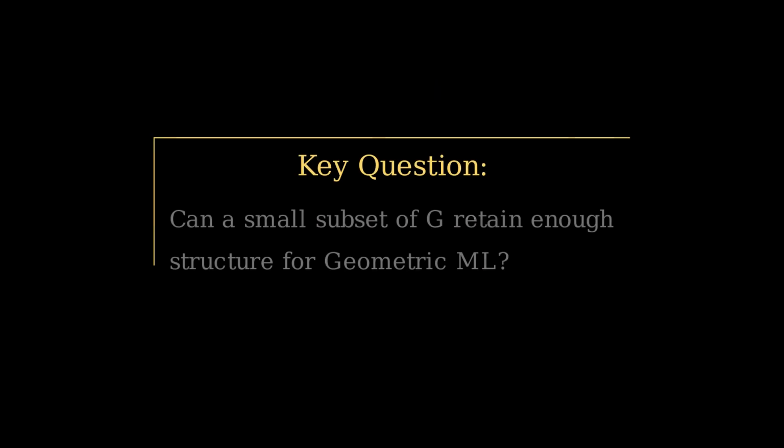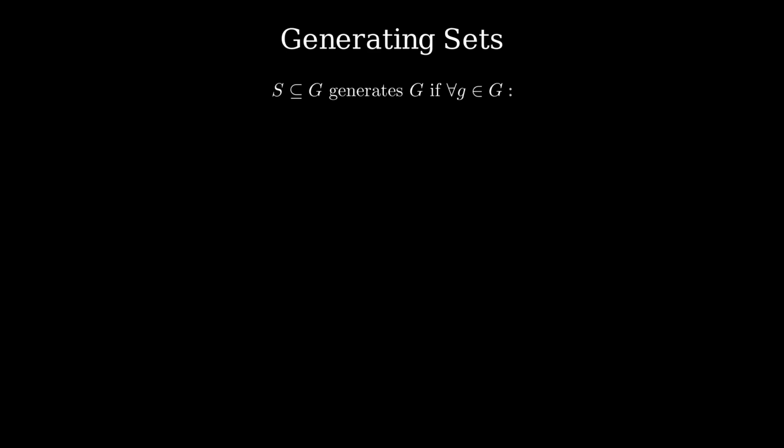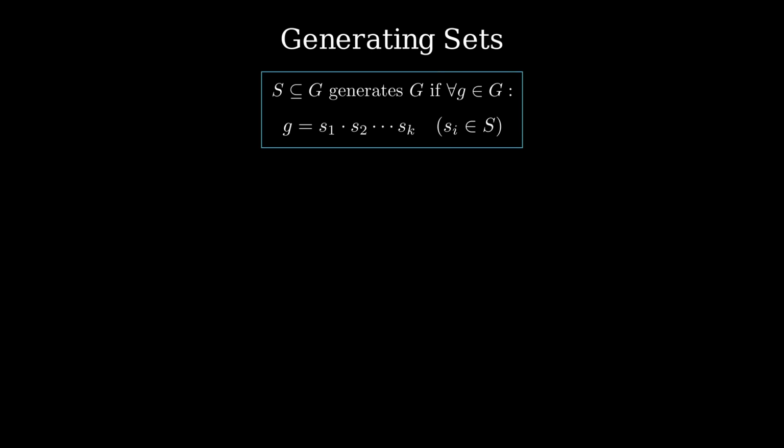So here is the key question: can we find a small subset of a large finite group that retains enough of the group's structure for geometric ML, like data augmentation, averaging, and optimization? To answer this question, we turn to a classical concept from group theory, the generating set. A subset S of a group G is called a generating set if every element of G can be written as a product of elements from S.